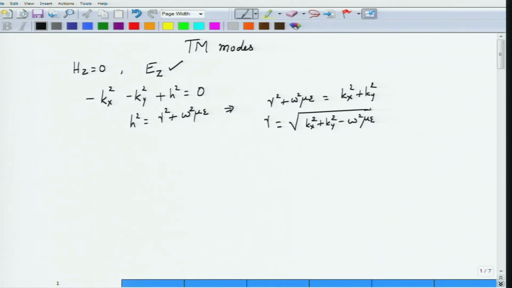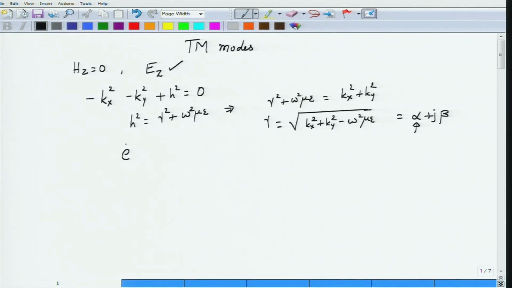Now before continuing with our solution, let us look at whether we would actually have a solution, for what conditions for kx and ky, or whether we will not have a solution. Okay. First of all, gamma is equal to alpha plus j beta, right? If you want to have a solution, you do not want to have an alpha there. Why? Because if alpha is non-zero, that would indicate a wave which is attenuating, right?